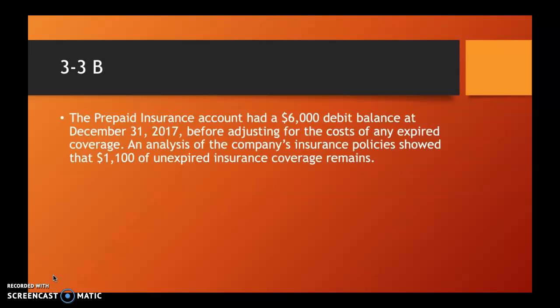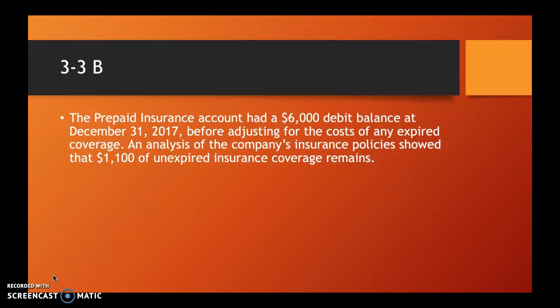But for B, it says the prepaid insurance account had a $6,000 debit balance at December 31st, 2017, before adjusting for the cost of any expired coverage. An analysis of the company's insurance policy showed that $1,100 of unexpired insurance coverage remains. So I will let you pause this if you want to go over it by yourself now.